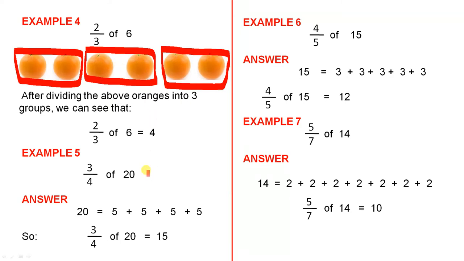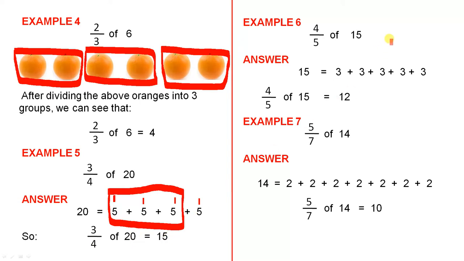Example 5, 3/4 of 20. We're interested in 4 groups which make up 20. So 20 equals 5 plus 5 plus 5 plus 5. There are our 4 groups. The 3 tells us we're only interested in 3 of those groups. So we're interested in those 3 groups there. 5, 10, 15. So 3/4 of 20 equals 15.